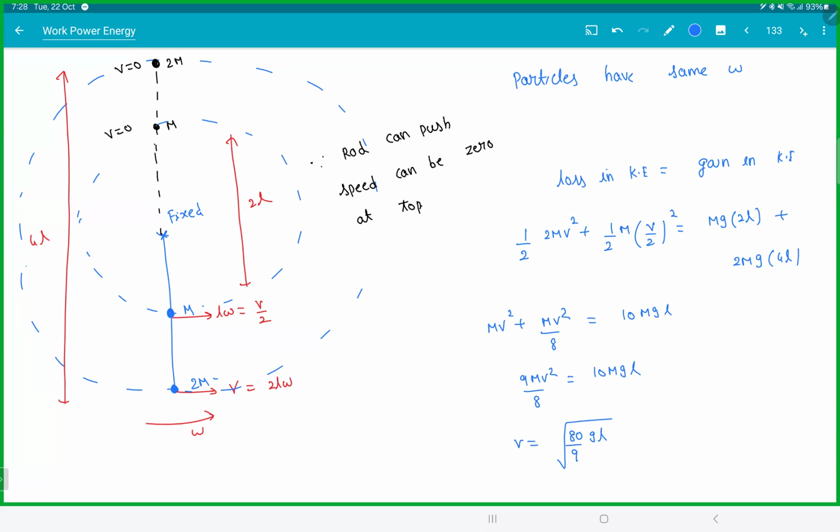So this m went to a height of 2L, 2m went to a height of 4L, the difference in height. Initially the speeds are v and v by 2. They both don't go to the same height, and they don't have the same initial speed. Whenever they say a rod and particles are connected, always be careful. Omegas are the same, speeds are not the same. Another common mistake: people think m's speed is 0. That can't happen, right? The rod will start bending.